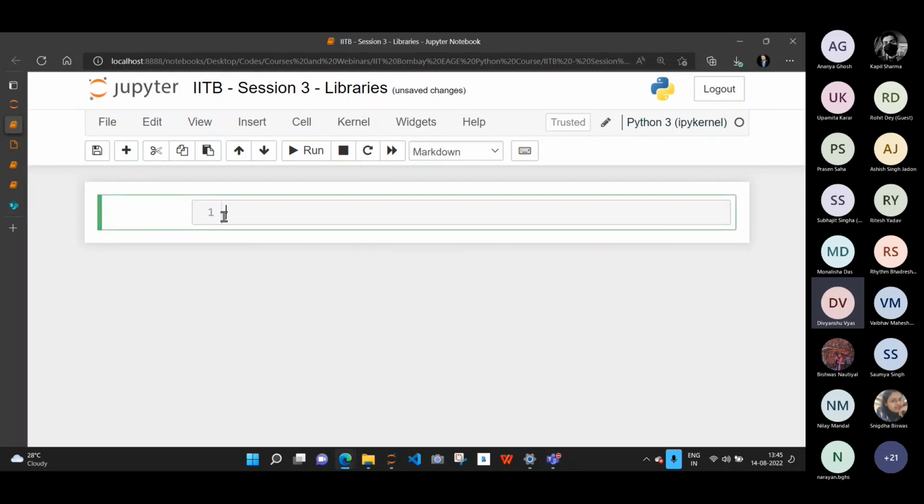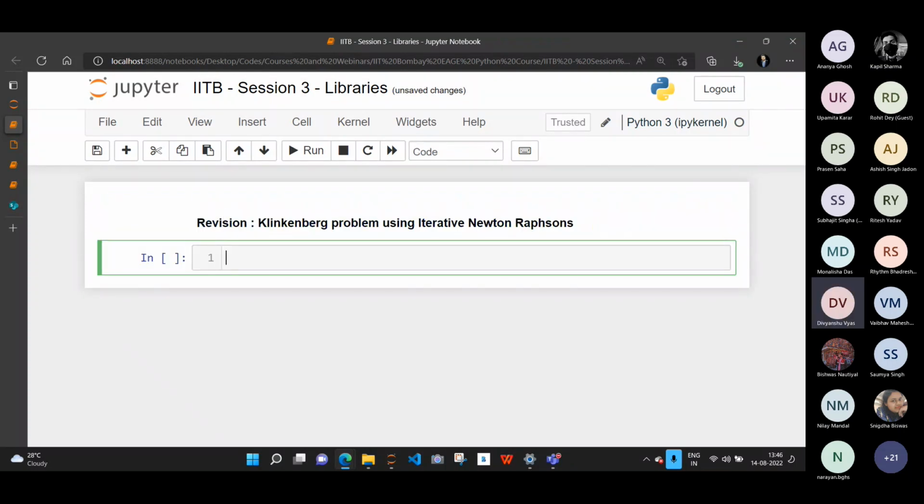All right. So let me write this down. Revision. Klinkenberg problem using iterative Newton-Raphson's method. Okay. All right. So I'll copy paste the entire problem statement here so that we can read it, understand what's going on, and then we will solve it using the similar way.